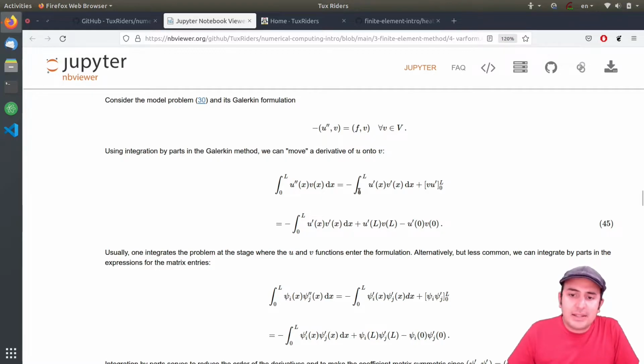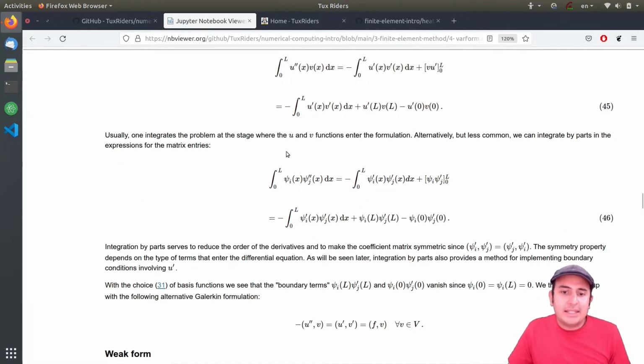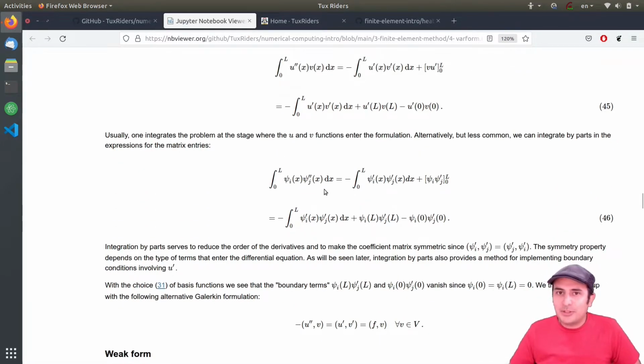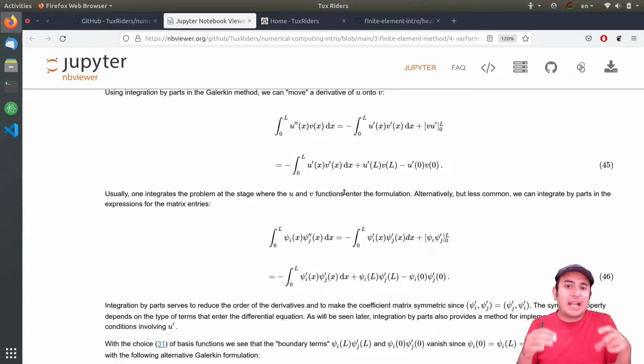But in this case, you can see that with having this, the second order is reduced to a first order integral, and we have the derivative of the test function, of the basis functions used, in a first order derivative, so we can easily solve the equation using the Galerkin method. And that's why we need integration by parts, or generally that's why we need reducing the derivative order.